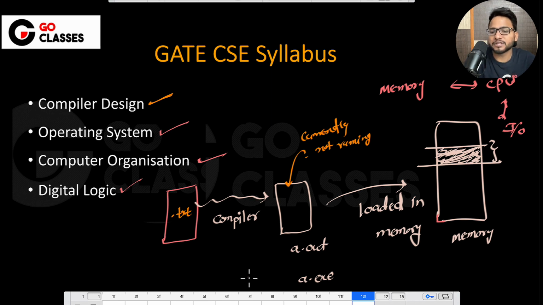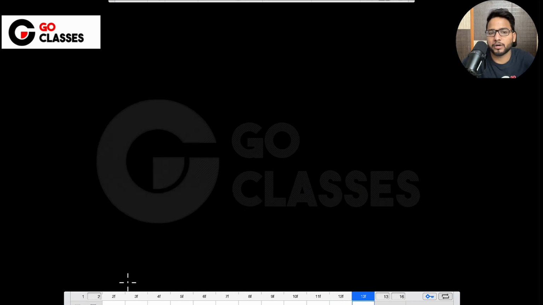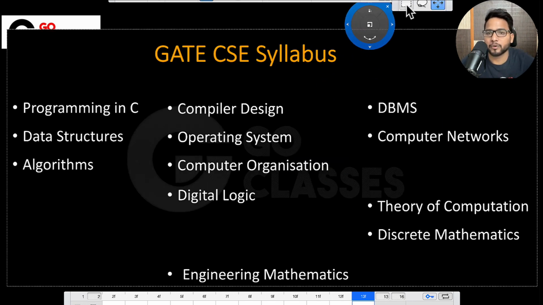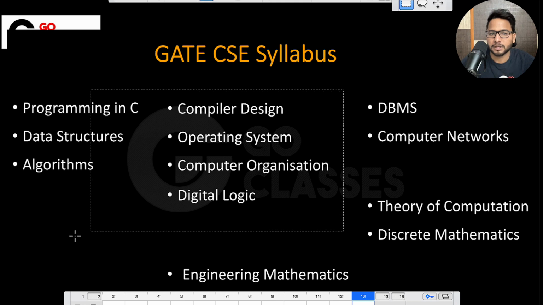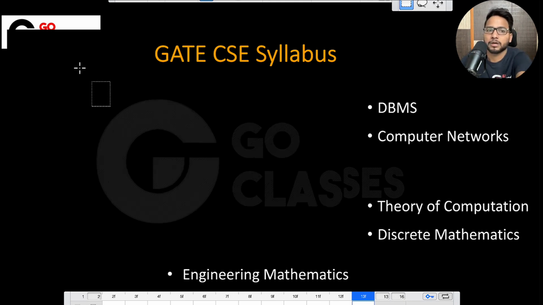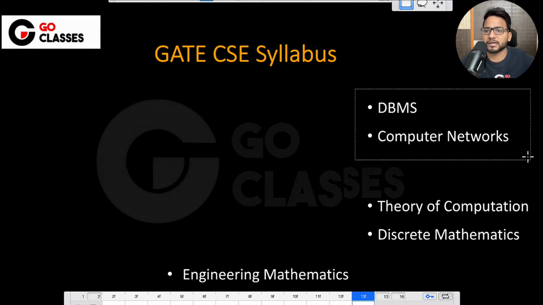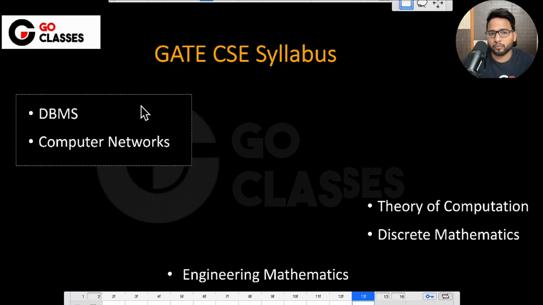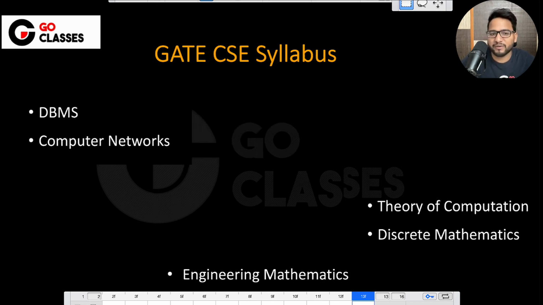Now, let me just go to the different pool of subjects that we have. I hope you understood why we need these. Now, let me go to the other pool of subjects. So, let's talk about the other subjects like maybe DBMS and computer networks. What do you think, why do we need DBMS and these computer networks?